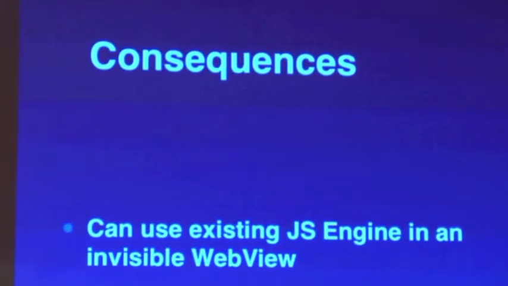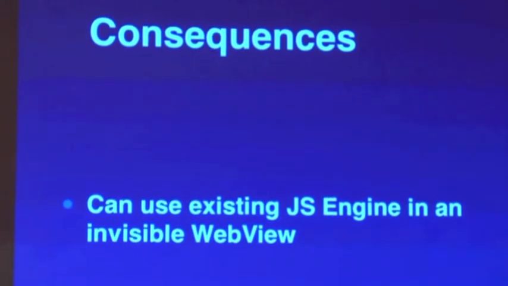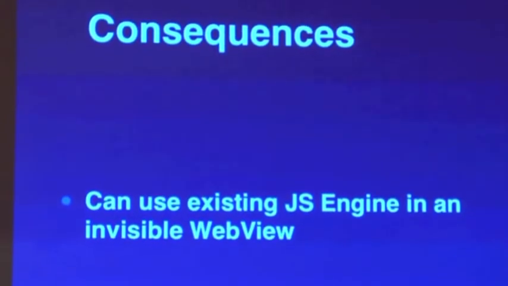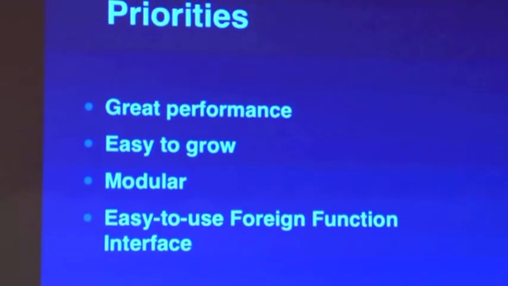Consequences of this is we don't have to make it really fast, and so we can ship JavaScript. Well, we just use the JavaScript that's in the web view. We have an invisible web view, we put all the JavaScript in there, and we communicate with the native stuff, which means that it's tiny, right? We almost don't have to worry anymore about reducing the Hello World app. I think it's about 80K. But we end up with really good performance.